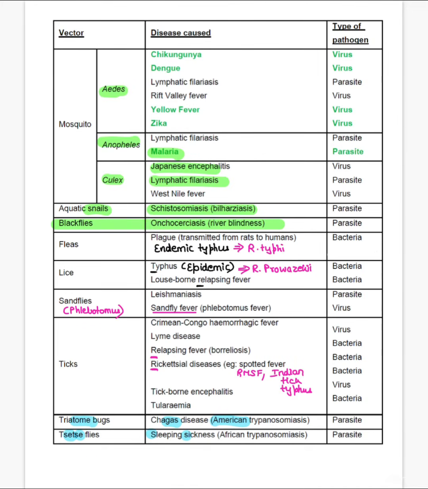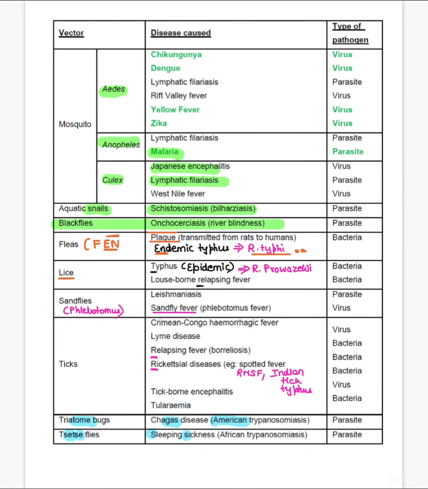Then flea. Remember the mnemonic for flea, guys, that is FEN: F for flea, EN for endemic typhus. So flea causes endemic typhus, and this is caused by Rickettsia typhi. It also causes plague, guys.